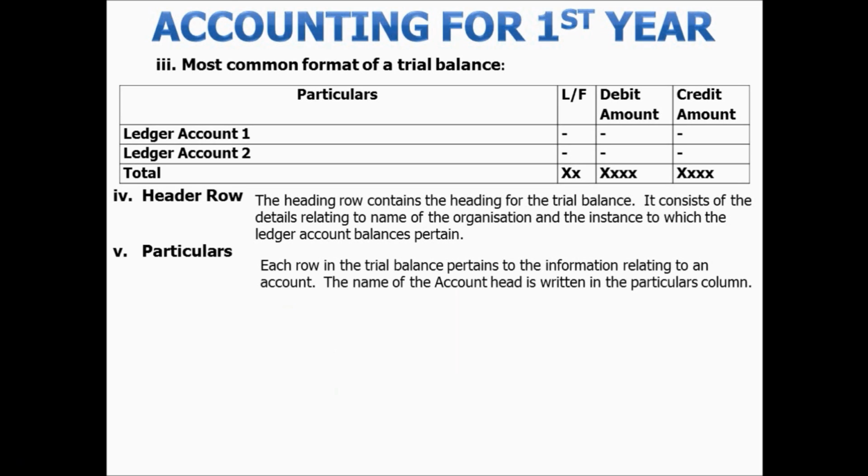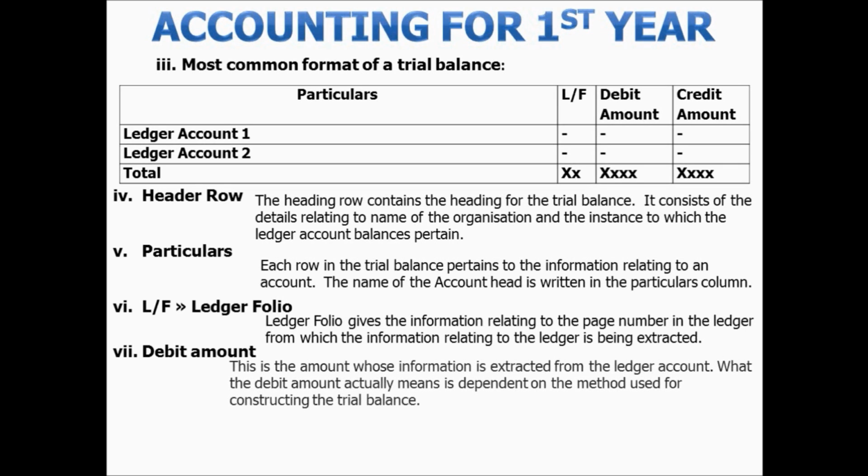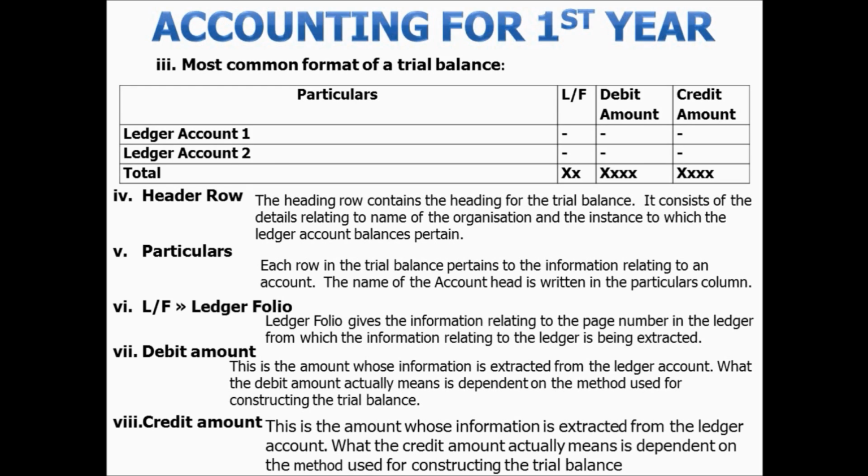Under the particulars, each row in the trial balance pertains to the information relating to an account. The name of the ledger account head is written in the particulars column. The ledger folio gives the information relating to the page number in the ledger from which the information relating to the ledger has been extracted. And then we would fill in either the debit amount or the credit amount.